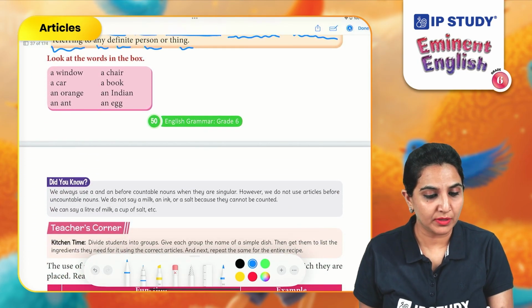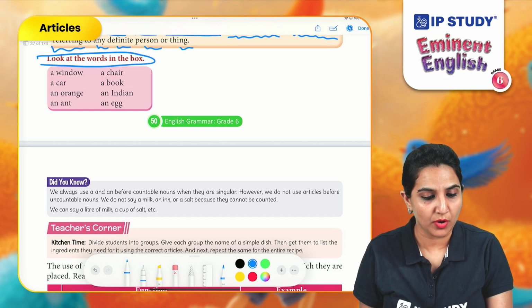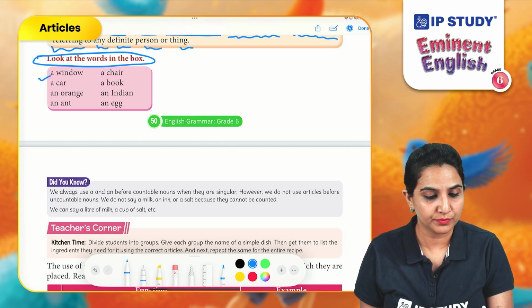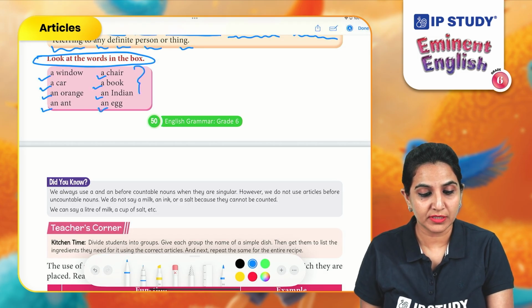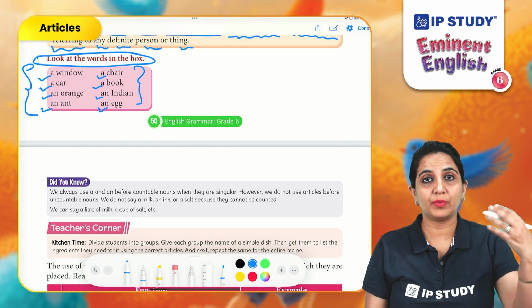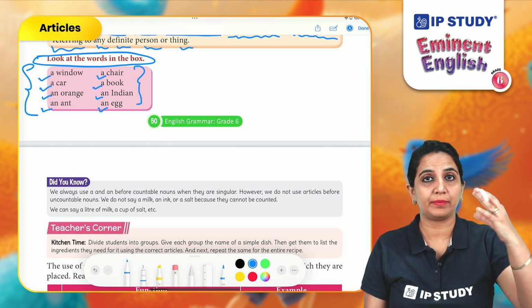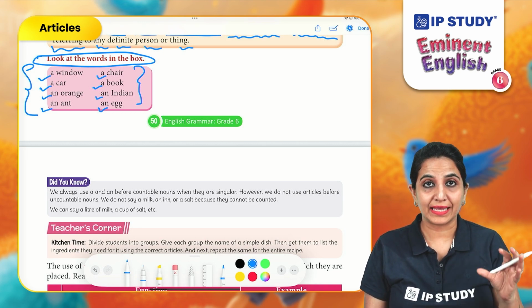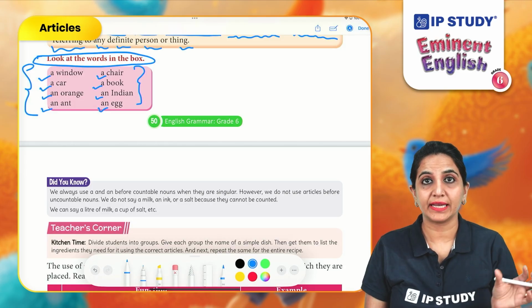For example, let's look at the words in this box. A window, a chair, a car, a book, an orange, an Indian, an ant, an egg. In all of these words, we are not pointing out anything specific. A window can be any window, a car can be any car. Hence, these are called indefinite articles.